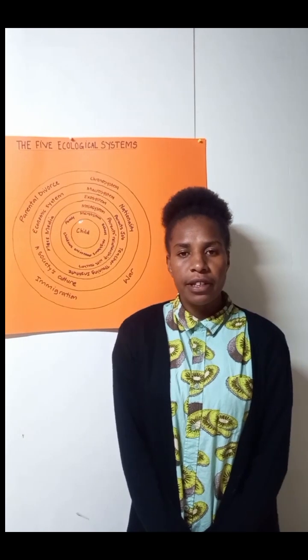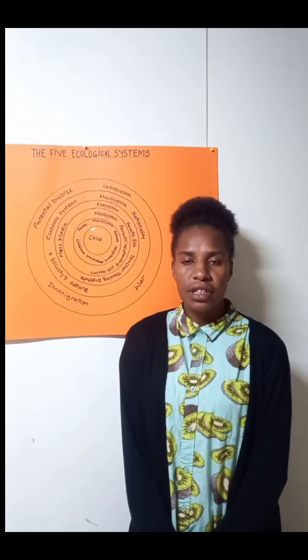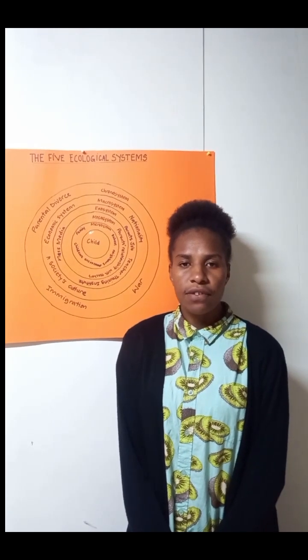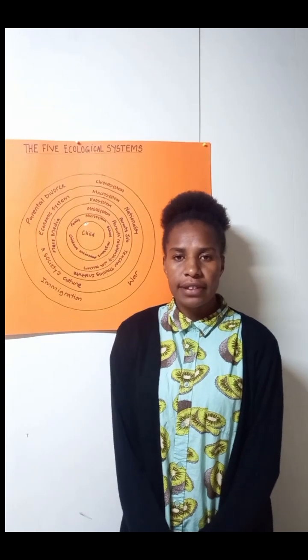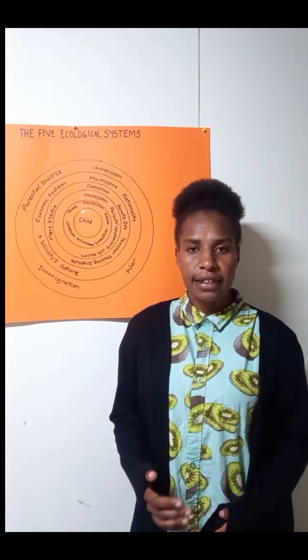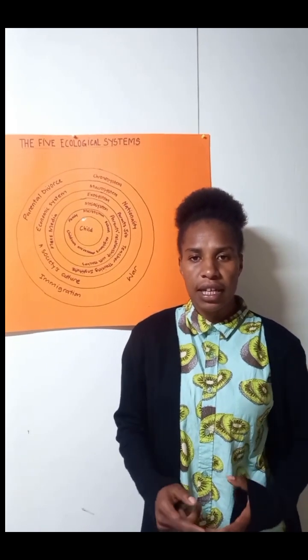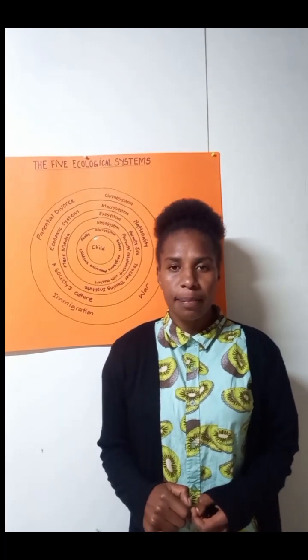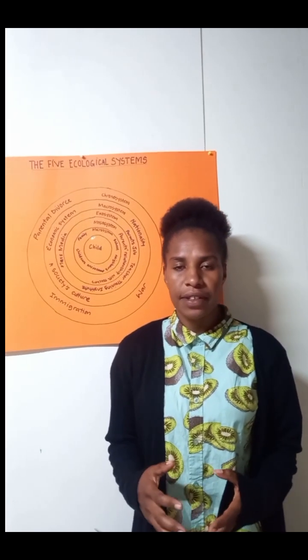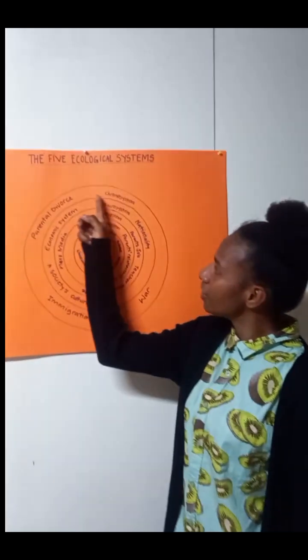Bronfenbrenner's ecological system theory stated that individuals' development is influenced by a series of interconnected environmental systems. It ranges from the immediate surroundings such as family to a broad social structure like culture. Bronfenbrenner divided the person's environment into 5 different systems, and they are clearly stated here in this chart.